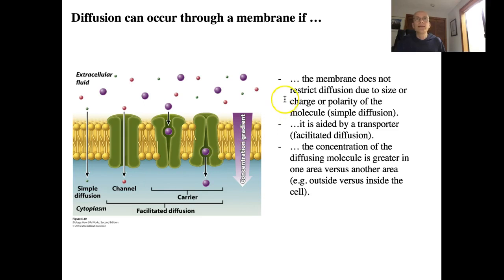So diffusion can occur if the membrane does not restrict diffusion due to size or charge. It can occur if it is aided by a transporter in facilitated diffusion, and if the concentration of the diffusing molecule is greater in one area versus another area. Okay, so these are still examples of diffusion.